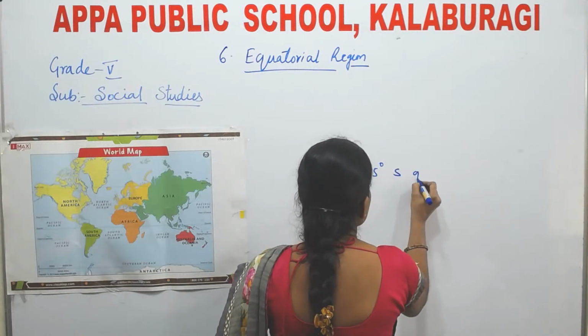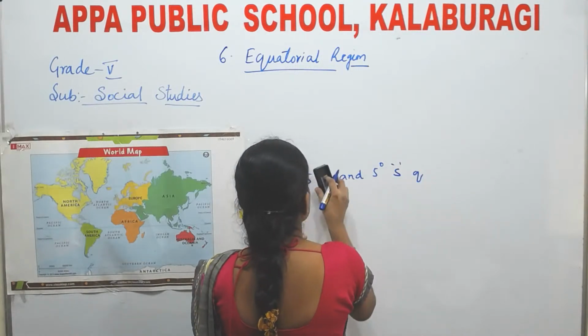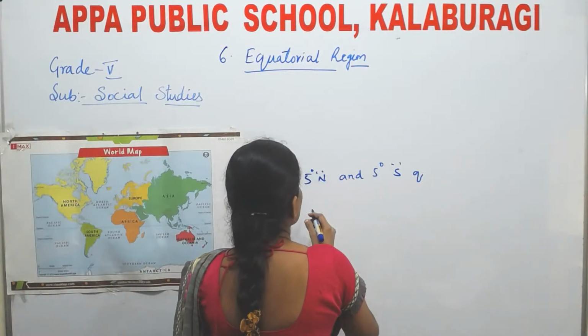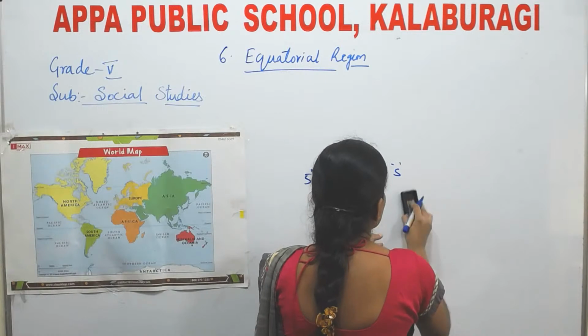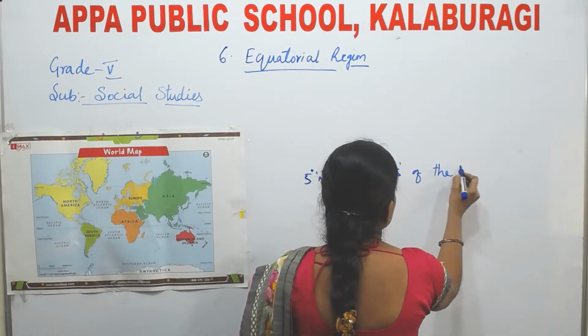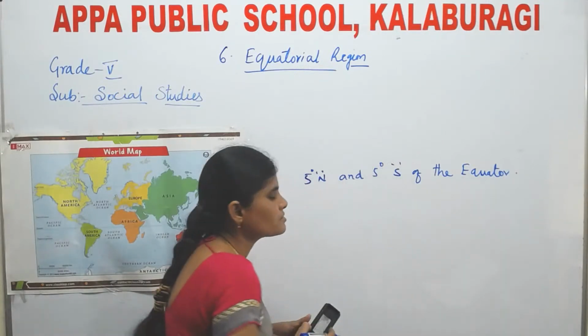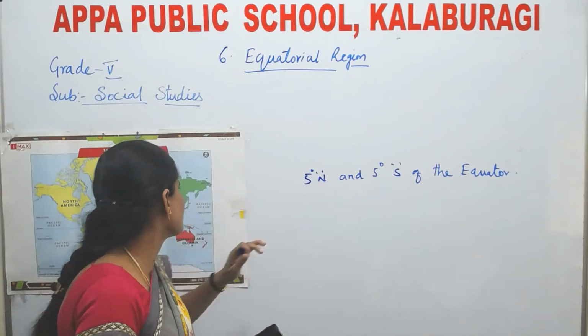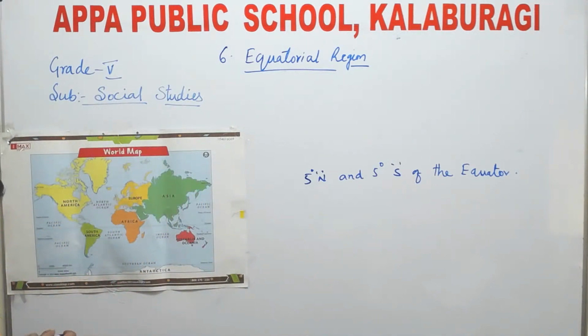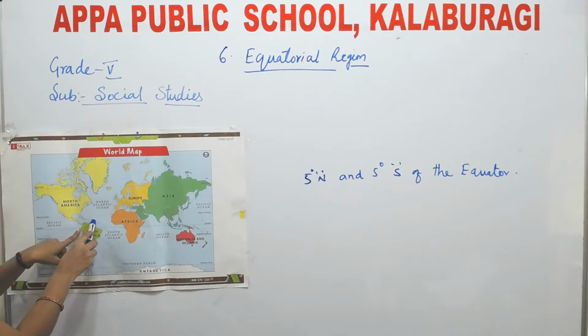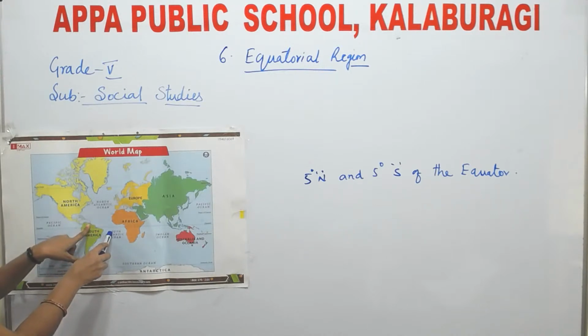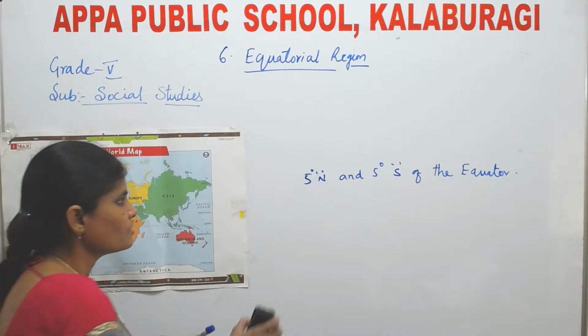Okay, this is called the equatorial region. See here, this is the equator. This is the Tropic of Cancer, and this is the Tropic of Capricorn. 5° north of the equator and 5° south of the equator is called the equatorial region.